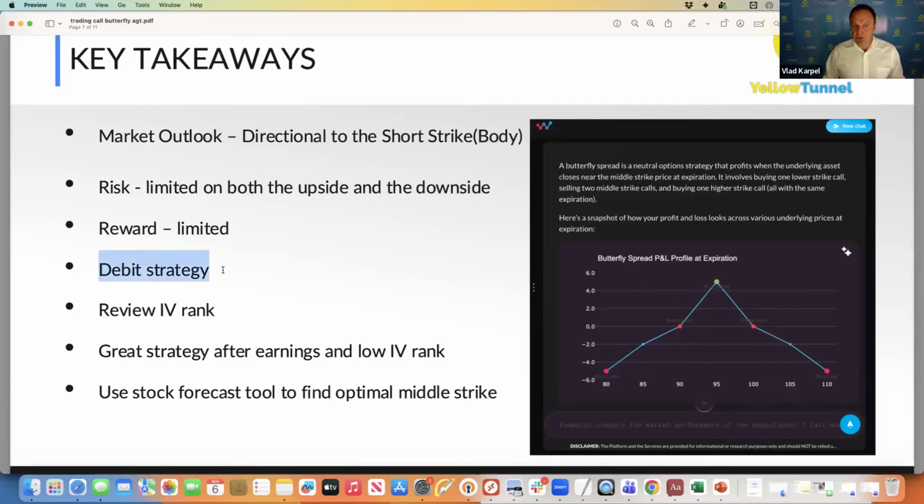It's a debit strategy, right? So you do have to pay a debit, but it's probably one of the cheapest strategies you can find in terms of participating in a trade. You do want to review IV rank, right, to make sure of your view on volatility as well. Because if you buy a debit spread and volatility rises, your butterfly will also rise in value. So it's a great strategy after earnings or at low IV rank in general, because it's a debit strategy, you pay a debit, and you want low IV rank.